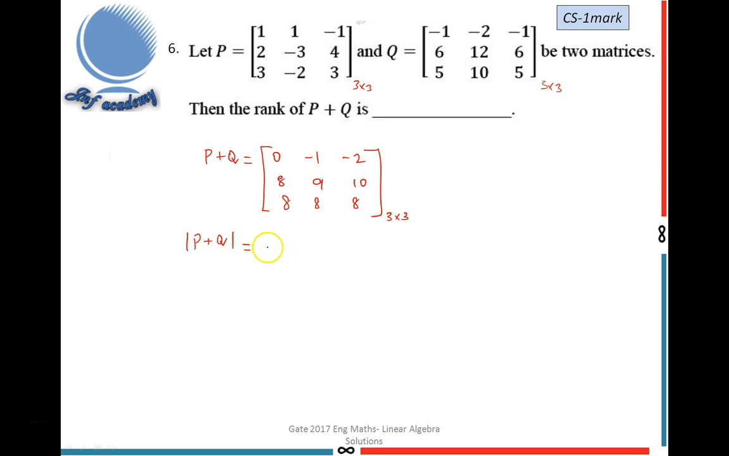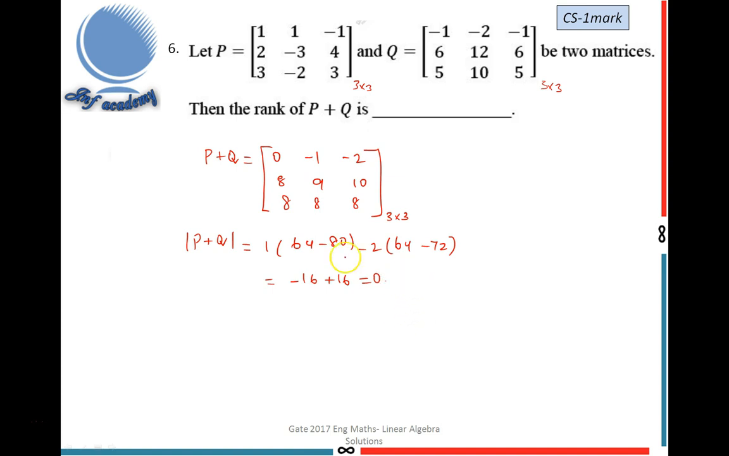So first I find the determinant of this matrix. That is 1 into 0, into anything is 0. So minus 1 into 64 minus 80, minus 2 into 64 minus 72. Finally, I got minus 16 plus 16. This is equal to 0.